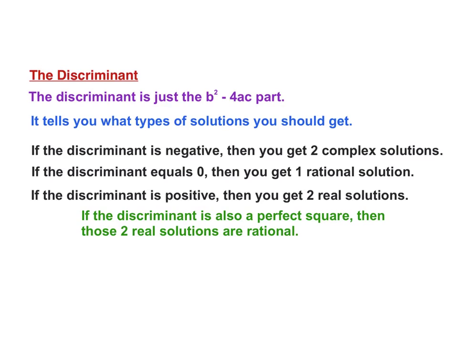All right. So these are technically 4 different ways to describe the solutions. The discriminant negative, you get 2 complex. 0, 1 real rational solution. Positive, 2 reals, and possibly 2 rationals, if the discriminant is a perfect square.